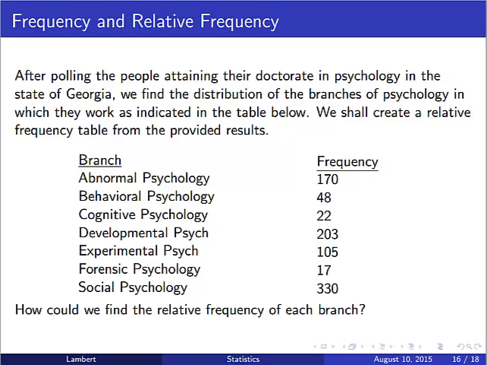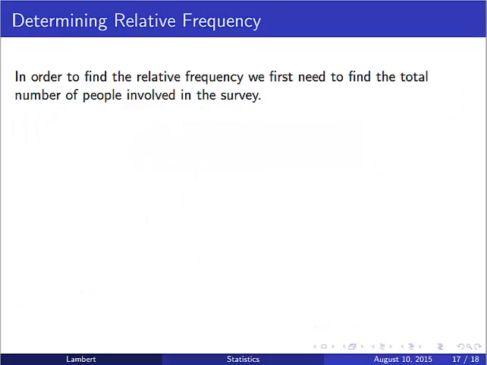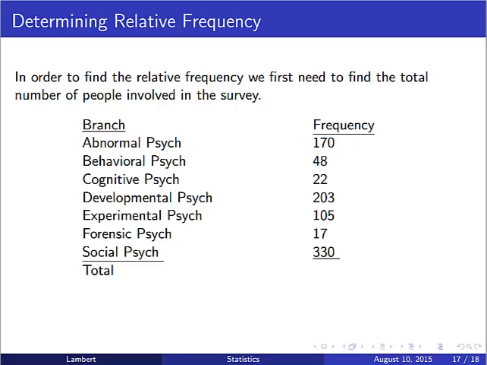First question, how can we find the relative frequency of each branch? Well, remember, relative frequency is a percentage. In order to get a percentage, when you're given this information, we need a total. So the very first thing we need to do is find the total. So we need the total number of people involved in that survey. So with that in mind, all we'll have to do is add on down: 170 plus 48 plus 22 plus 203 plus 105 plus 17 plus 330. If I've done the math correctly in my head, I think that's 895. And yes, what do you know? It is. Okay, so now we have our information.